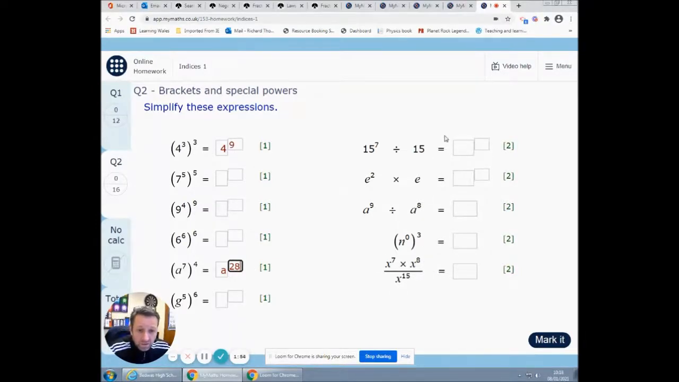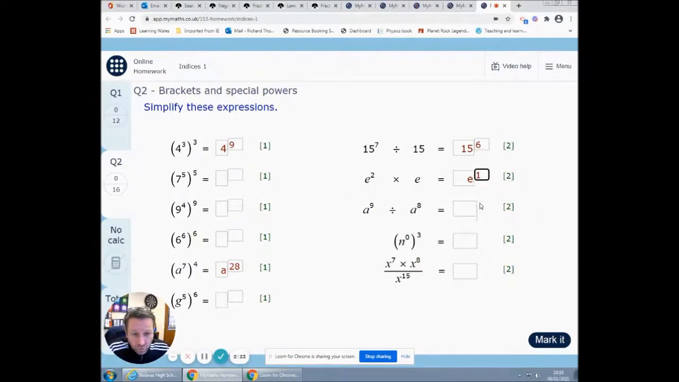A couple of tricky ones over here, so let's have a look at them. This one doesn't have a power, but of course it does. It has the power of 1. Right, so you've got to picture a little 1 there. So that's 15 to the power 7 divided by 15 to the power 1, which would be 15 to the power 6. Similar here, look, there's no power there. That means it has the power of 1. And 2 take away 1 is 1. So that's just e to the power 1.